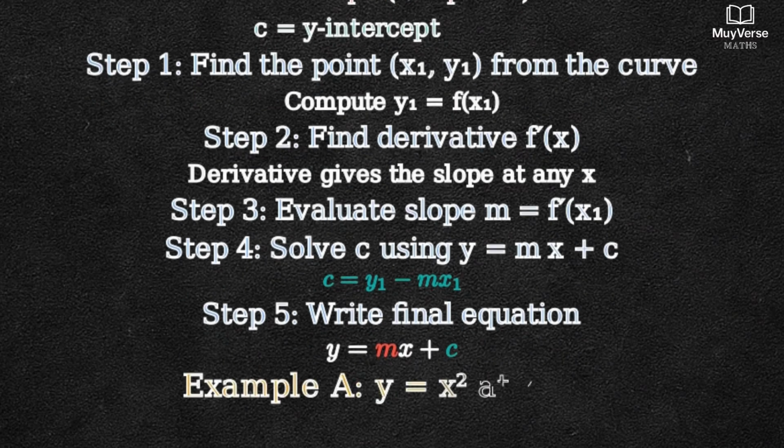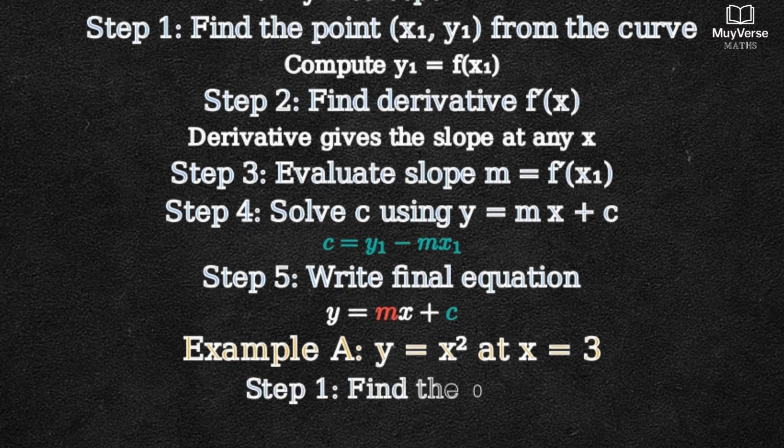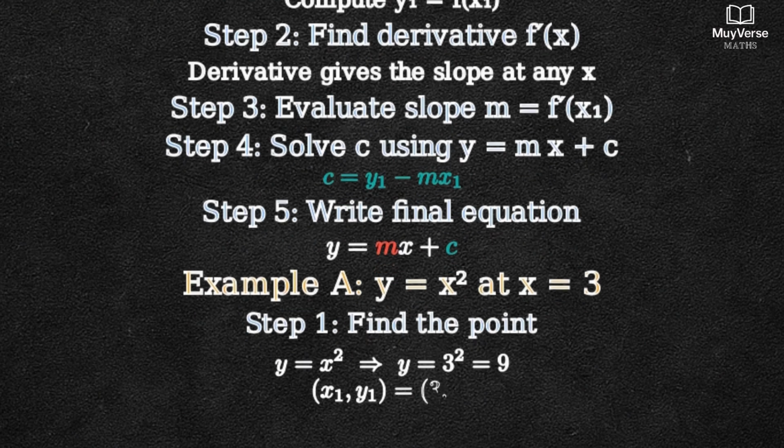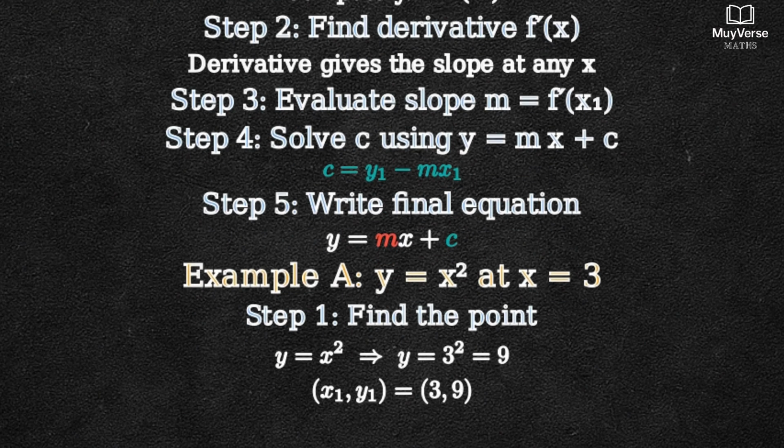Example, a tangent to y equals x squared at x equals 3. Step 1. Find the point. Plug x equals 3 into y equals x squared. Y equals 3 squared equals 9, so the point is 3, 9.